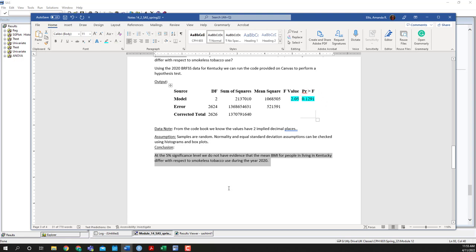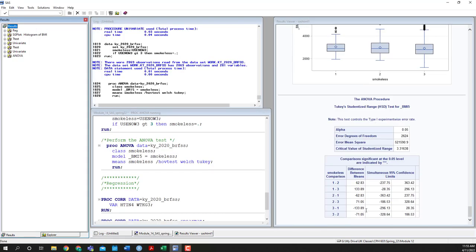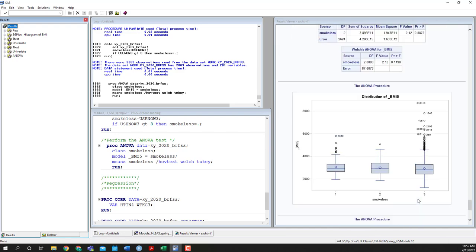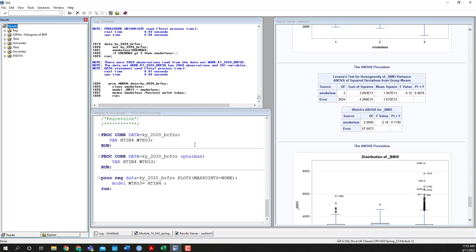Now, one thing to note here is if our results were significant, then we could go on to do those pairwise tests. And so looking here in SAS, you can see down at the bottom, here are where you would do the pairwise comparisons, but since our overall result was not significant, we would not move on to do those pairwise comparisons. All right, the last thing we're going to look at is regression.